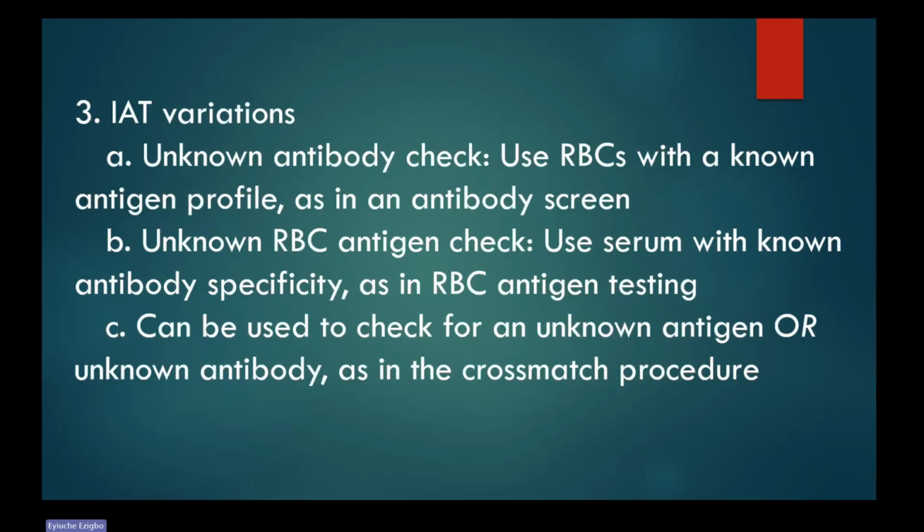The indirect antiglobulin test can be used in certain situations, for example to study unknown antibodies. Maybe a patient has been sensitized and has an immune reaction, but we don't know exactly the antibody causing the immune reaction, if it's an antibody. So we can use the indirect antiglobulin test to check for unknown antibodies.